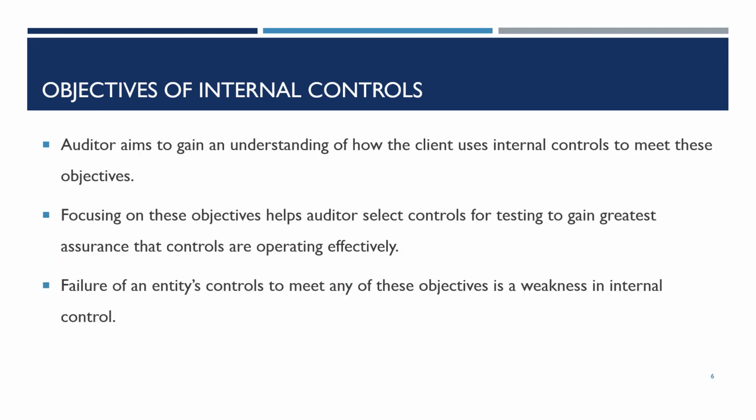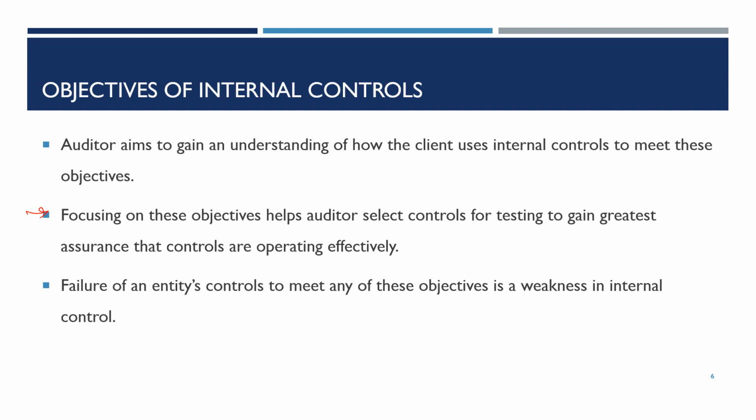When the auditor gains an understanding of the client's system of internal controls and how the client uses internal controls to manage risks in the business, it's important for the auditor to remember each of these objectives. By focusing on these objectives, the auditor will be able to select the appropriate tests of controls to gain the greatest level of assurance possible that the client's system of internal controls is operating effectively.